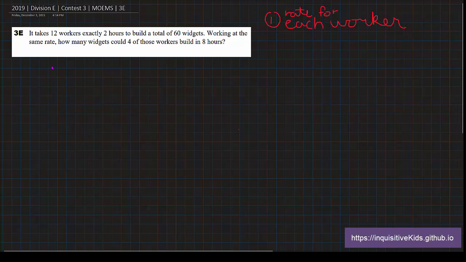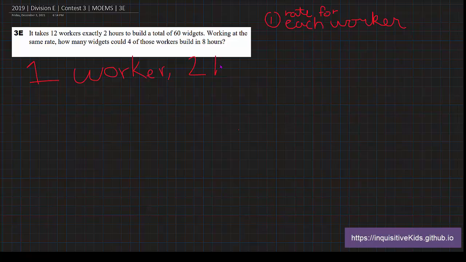Okay. So, if we're going to find how many widgets 4 of those workers can build in 8 hours, first we're trying to find the total number of widgets. So then to find that, let's first think about how many widgets one worker can make in 2 hours. So one worker in 2 hours, how many widgets can they make? Well, how are we going to find this exactly?